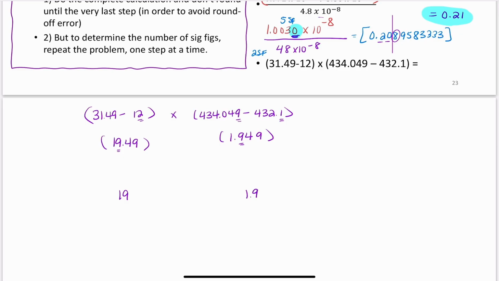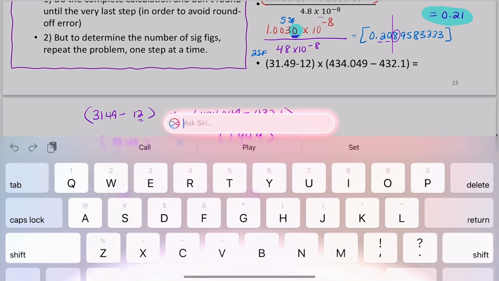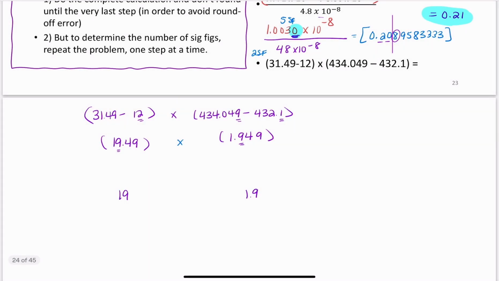But if I finish the calculation, plug it in your calculator and check yourself. If you take 19.49 and multiply it by 1.949, you get a numerical answer of 38. If you take 19 and multiply 1.9, you get a numerical answer of 36. The mistake made here is we rounded too early. So in this case, if I had carried an extra number and did like 19.5 times 1.95, knowing that that 5 was not significant, I would have avoided the round off error.